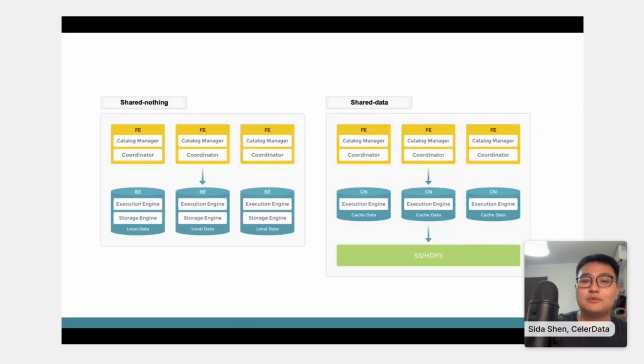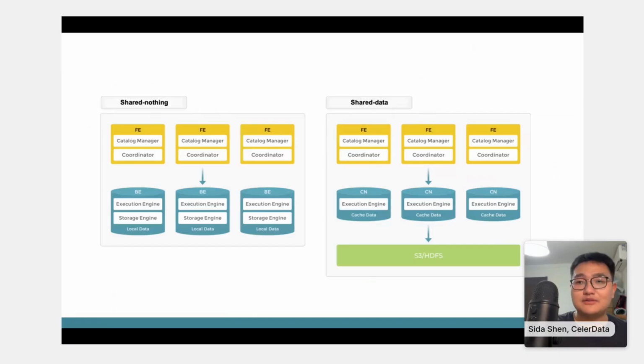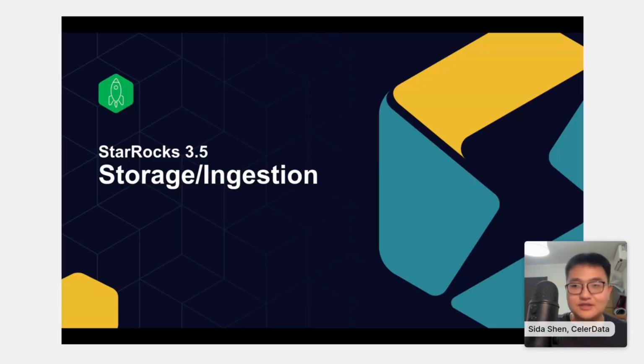So three deployment methods. So shared nothing, shared data, right? That's utilizing StarRocks' own optimized storage, and deploy that with the open lakehouse, right? With Apache Iceberg or Apache Hudi or Delta, right? As a data lakehouse, right? And two use cases, real-time analytics, or you want to run everything on lakehouse, right? So now let's go into the 3.5 features.